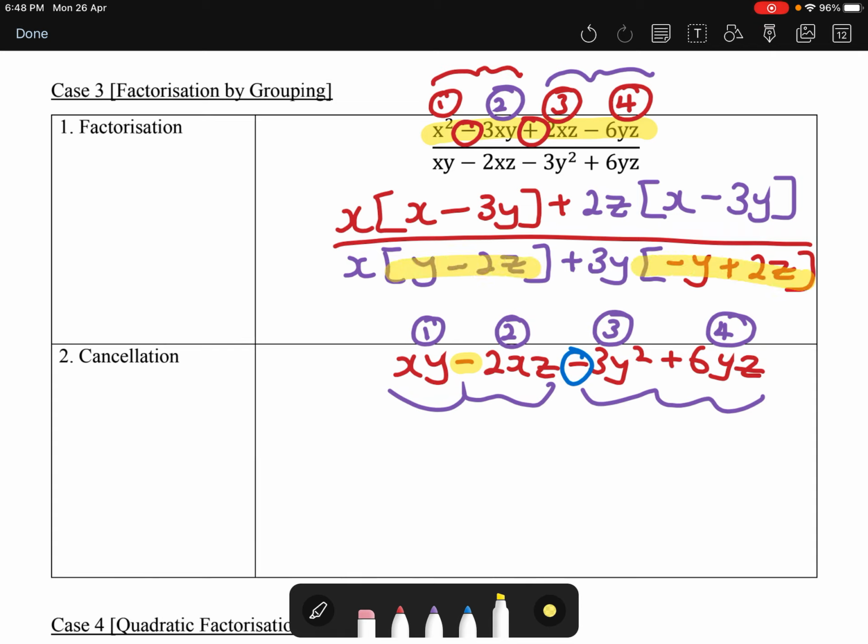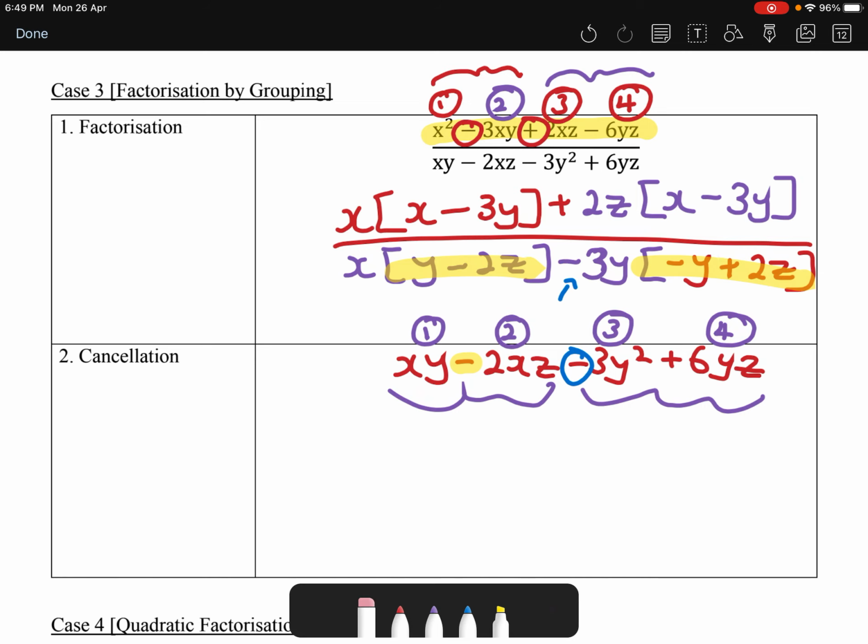But if you take a look at the two brackets here, the first and the second bracket, you notice that they are different. y minus 2z and minus y plus 2z are two different things. So what should I do? I should change this sign. Just now I took out 3y, positive, plus 3y. Why not I take out minus 3y instead? So let me just change a bit. So 3y becomes minus 3y, right?